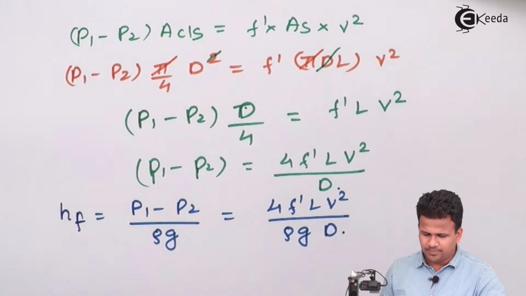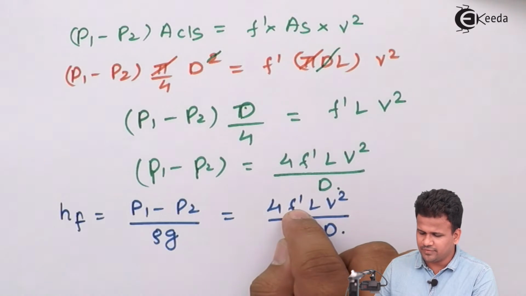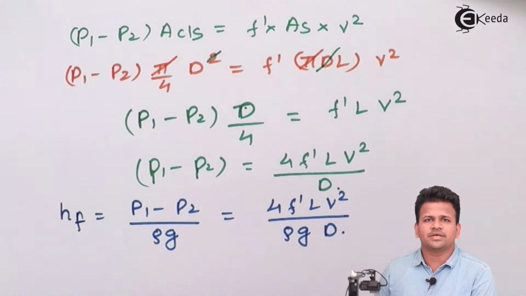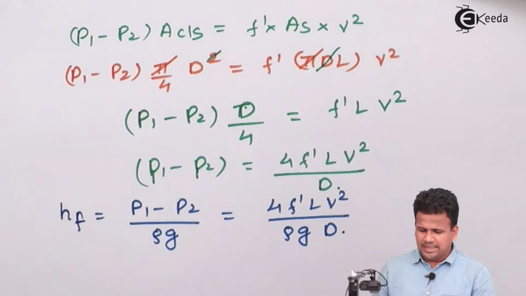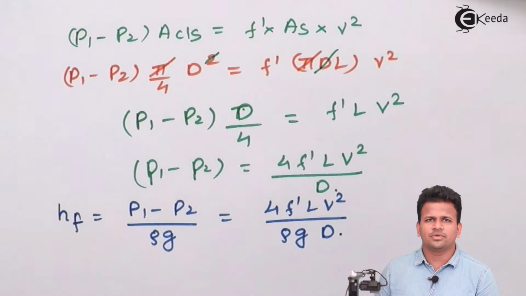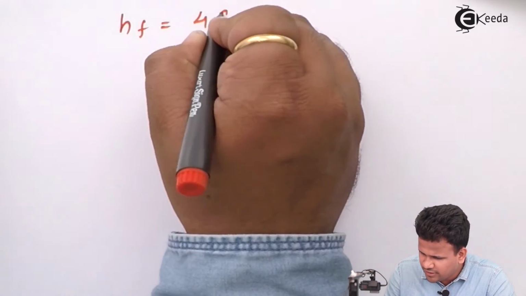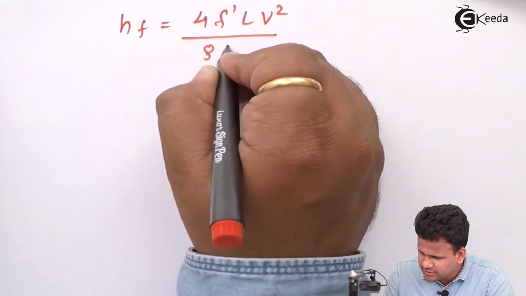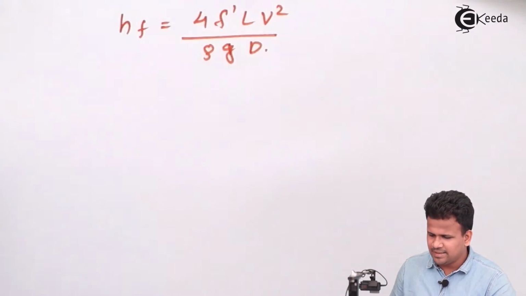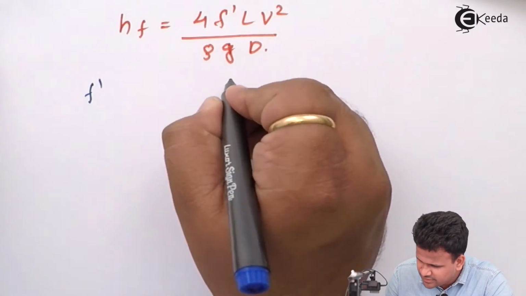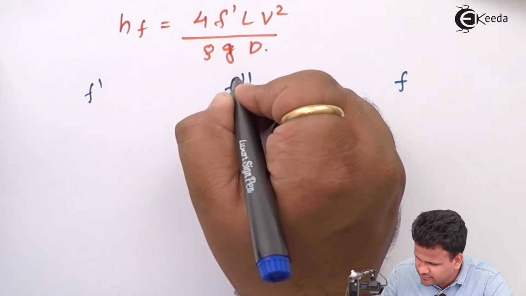Now let us understand this part properly, which we'll study now, that is the frictional force per unit area per unit velocity, and then we'll study what is the coefficient of friction, and then we'll study what is the friction factor. So now let us write this equation in terms of three components, that is coefficient of friction, friction factor, as well as frictional force per unit area and per unit velocity. So HF over here will be equal to 4F dash L V square upon rho G into D. Now let us see what is F dash, then we'll see what is F double dash, and then at the end what is F.